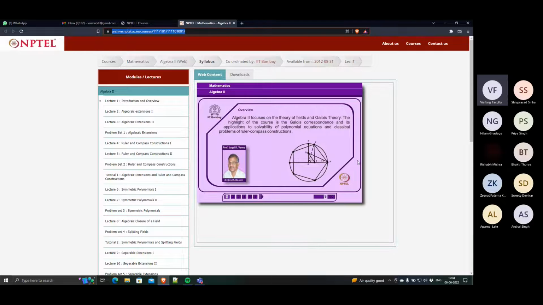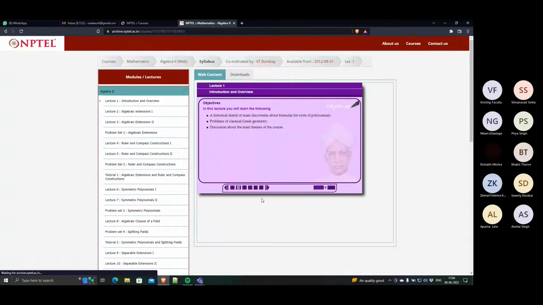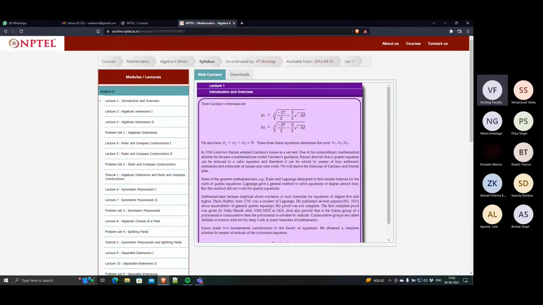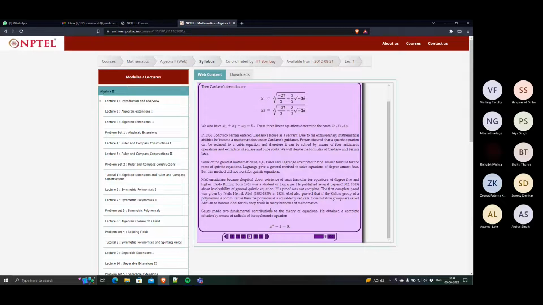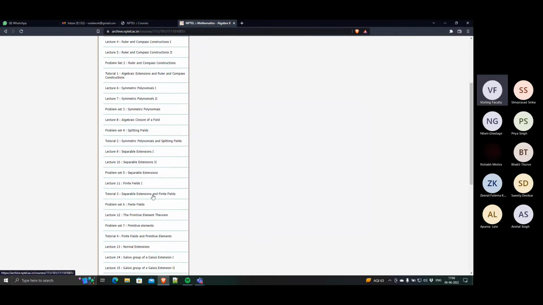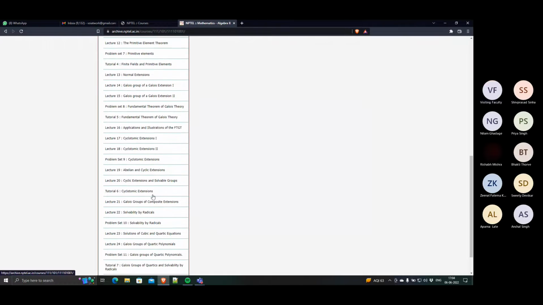For example, if you just open this link, this thing opens, right? And here you have these slides. You go on clicking next, next, next, and you have lots of slides. If you go to downloads, there's a full collection of lecture notes, and there will be lots of PDFs. We don't have to do everything. This is a very big course.